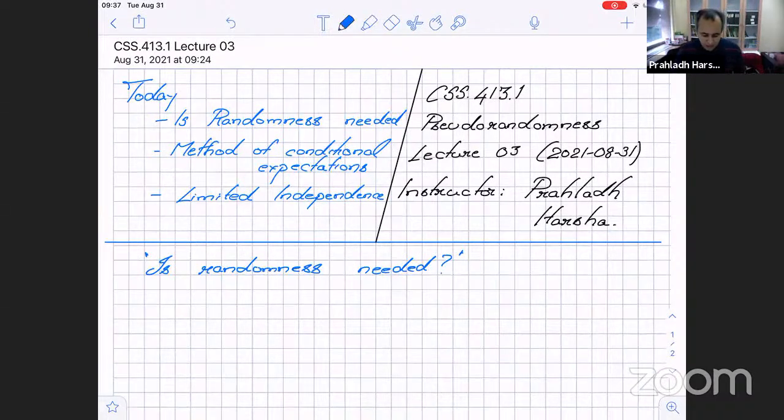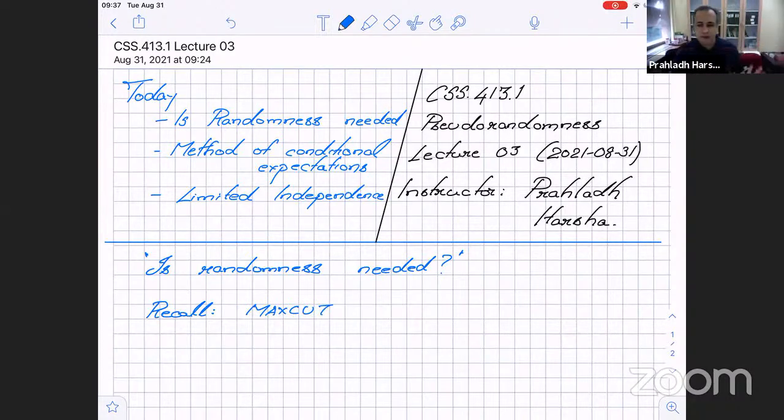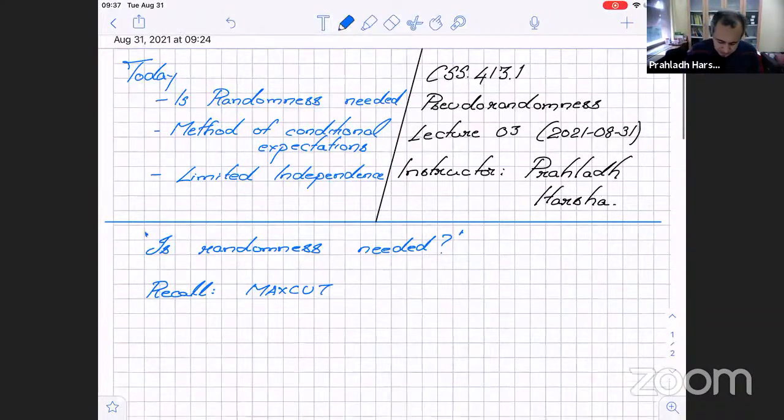But let's start off with a toy example. Let's recall last time there was a question regarding the max cut example. Was it Arpan who had asked this? Yes, sir. Yeah. So let's go over that example, and today we will see whether randomness is needed for that particular problem. So let's recall what max cut was.